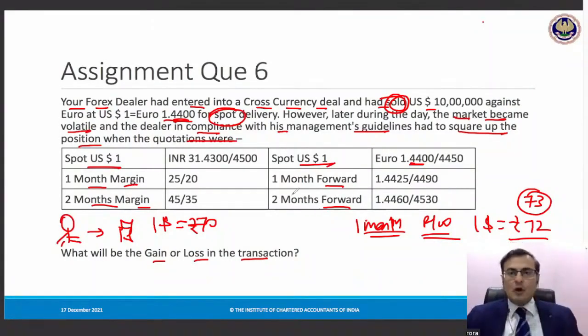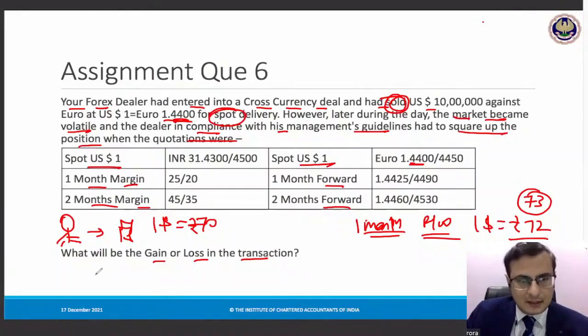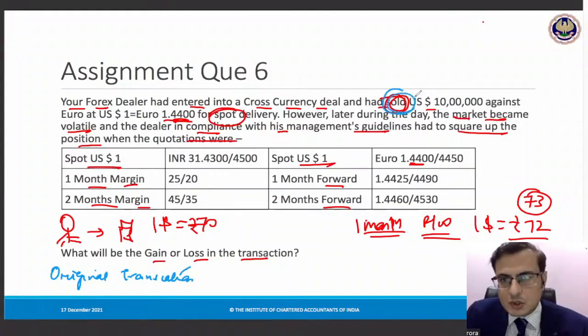Now, before we move further, you tell me one thing. Your forex dealer has entered into a cross currency deal and sold US dollars. What you have done? You have sold in the spot market and you have to square off the transaction. What is the original transaction? Let me write over here. Original transaction: sold USD 10 lakhs, or 1 million, whatever you want to say.